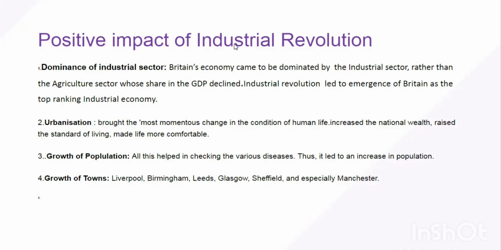The second positive impact is urbanization. The development of the industrial sector resulted in a momentous, or you can say a drastic, change in the condition of life of that time. It increased the overall national wealth and income, which had a big impact on the standard of living of people. It raised the standard of living of people, made life more and more comfortable, and that ushered in urbanization. We even see that migration was a very peculiar feature. People from rural areas started migrating to urban areas. So that was also a part of urbanization.